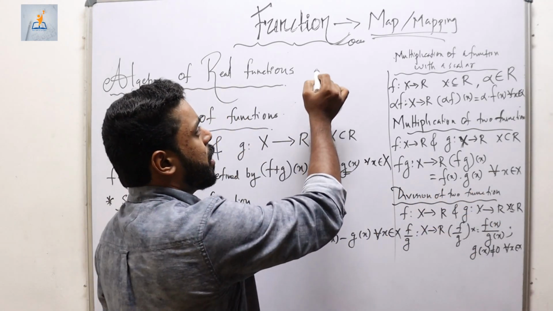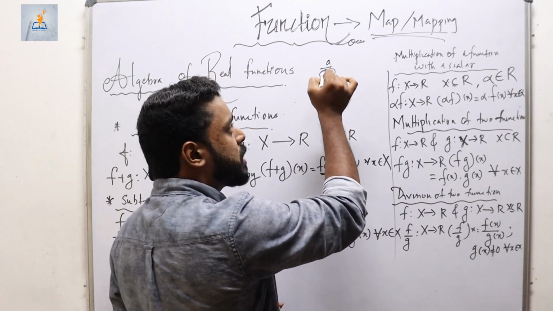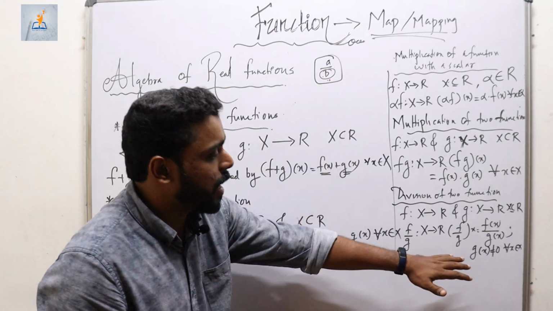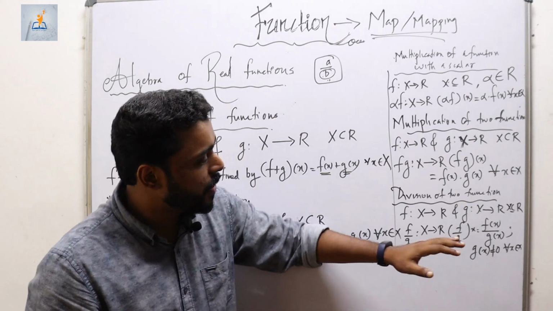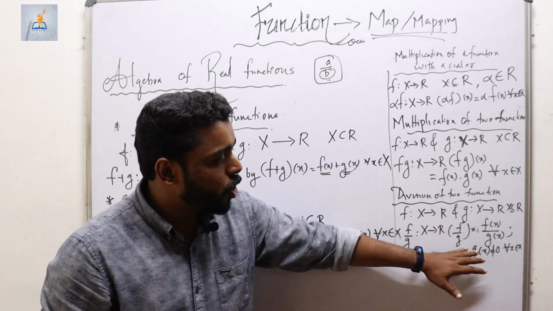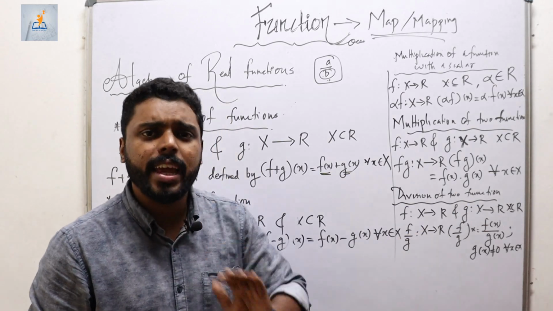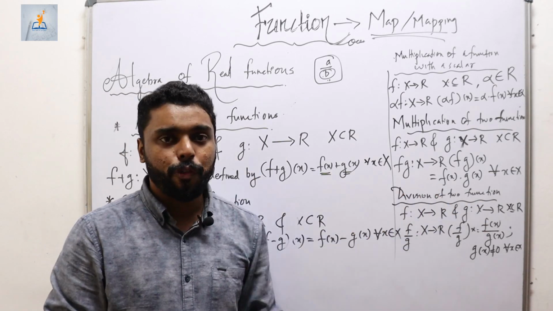We know that when we speak about division of two real numbers a by b, we say that b is not equal to 0, because when it is 0, the fraction is not defined. That's the same case here also. Whenever we speak about division of two functions, we should say that the denominator function, or the g of x here, cannot be 0 for any input value. So this is the definition of division of two functions.